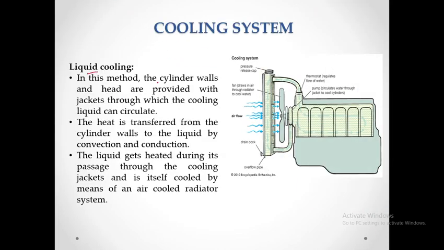Then the second type of cooling is liquid cooling. So what happens in liquid cooling? The cylinder walls and the head are provided with jackets through which the cooling liquid can circulate. The heat is transferred from the cylinder walls to the liquid by conduction and convection. Here we can see the diagram. Here the pump circulates the water through the jacket to cool the cylinders.